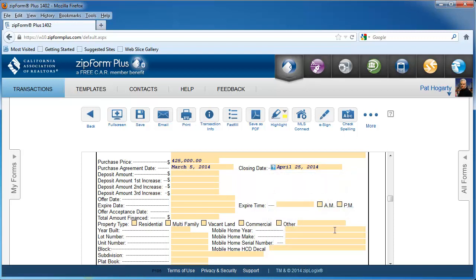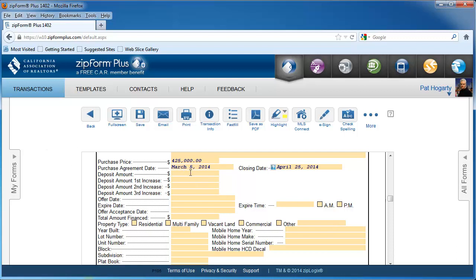A lot of times agents will say 30 days, some will say 45 days. Your starting point really depends upon the situation. Is it going to be an FHA, VA, CalVet loan? Are there a lot of inspections that have to be done? What's the situation? But this is a critical date though, the closing date.